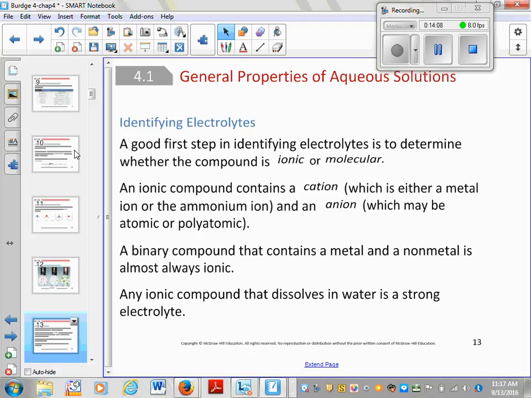So how do you identify electrolytes? So first, look to see if it's ionic or molecular. So if it's ionic, we know we got to have what? A metal. So that's going to have a cation. The metal forms the cation. It can either be the metal or the ammonium ion. And an anion, which may either be an atomic or polyatomic anion. So a binary compound that contains a metal and a nonmetal is almost always ionic. And any ionic compound that dissolves in water is a strong electrolyte. Now, not all of them dissolve in water. We'll talk about solubility later on.